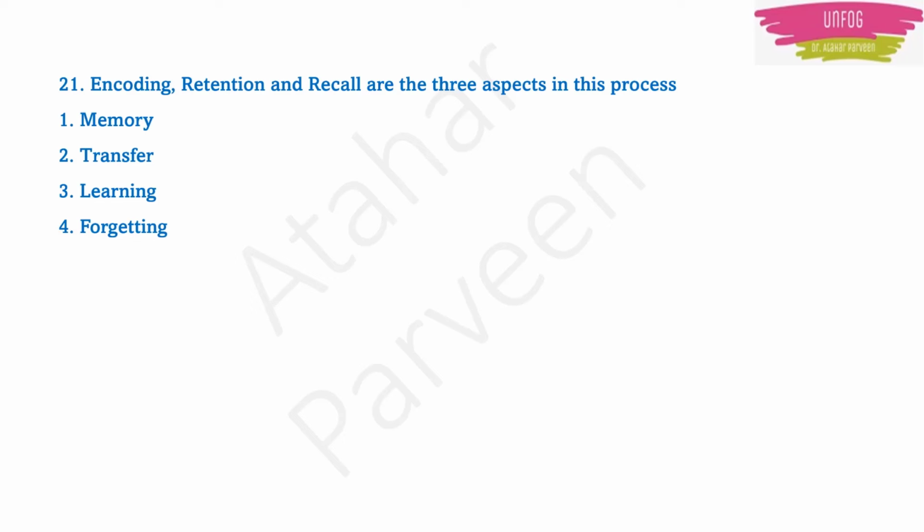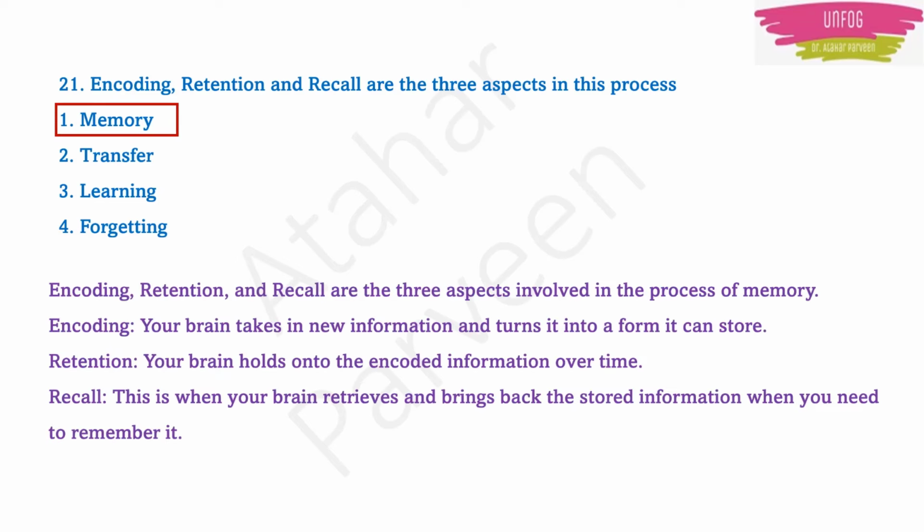Question number 21. Encoding, retention and recall are the three aspects in this process. The options given are memory, transfer, learning, forgetting. They have given three terms, encoding, retention and recall, and they are asking which among the four options has all these three aspects. The correct answer will be memory, because memory is the process wherein encoding, retention and recall, all three aspects are there.